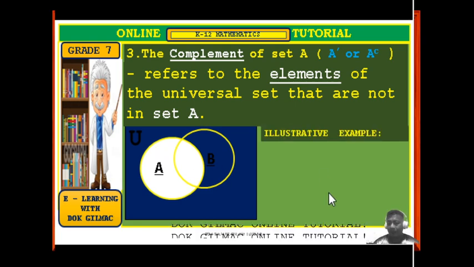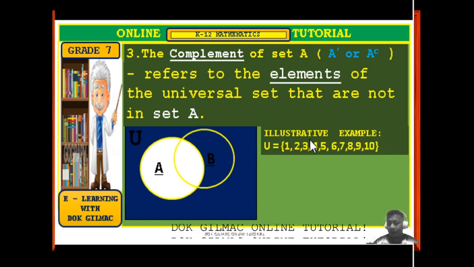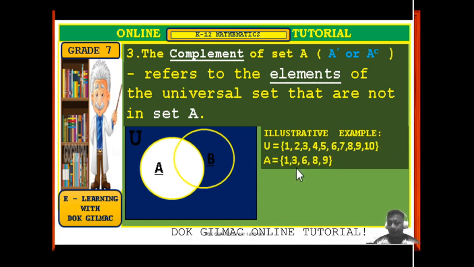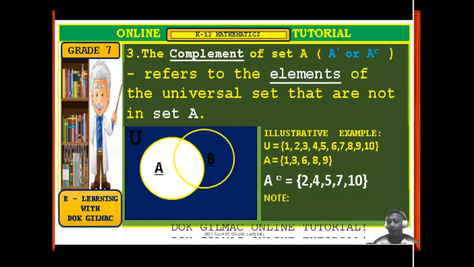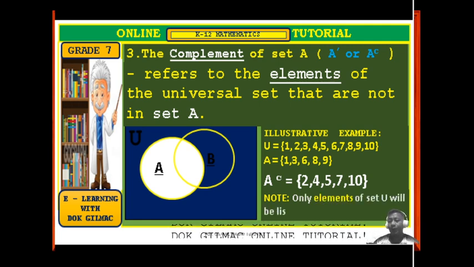So let's have an illustrative example. We have set U is 1 up to 10, then set A is 1, 3, 6, 8, 9. Actually, there are 5 elements for A here. So therefore, A complement are 2, 4, 5, 7, and 10. 1, 3, 6, 8, 9 are not included since they belong to set A. Okay? So again, take note, only elements of the universal set U will be listed that are not in set A. Okay? So take note of that.